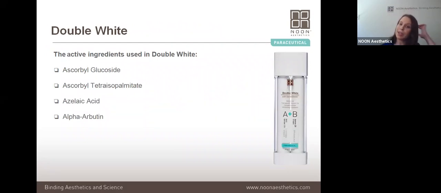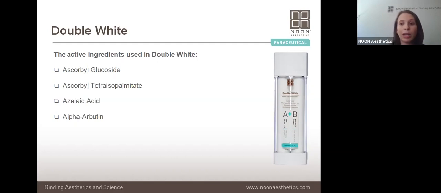So our first and most common product is the double white. So we have 2 pumps in this product. The A1 will be vitamin C with derivatives, stable derivatives of ascorbyl glucoside and ascorbyl tetraisopalmitate. And they are, as I mentioned, fighting free radicals plus melanin inhibitors. The B pump will be azelaic acid, 20% of it, plus 5% of alpha-arbutin.